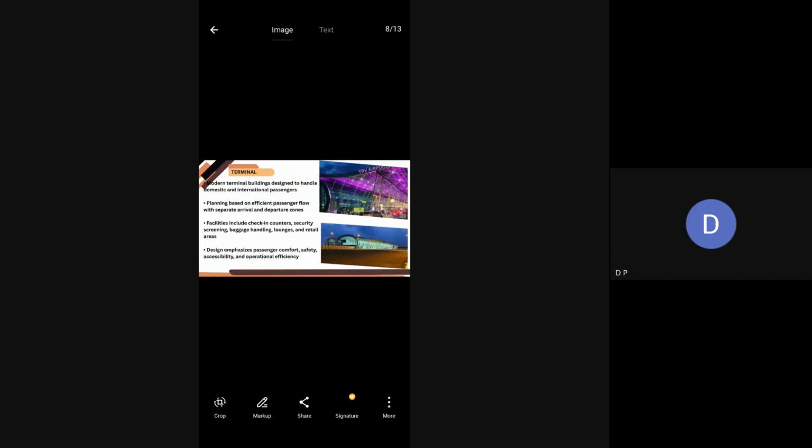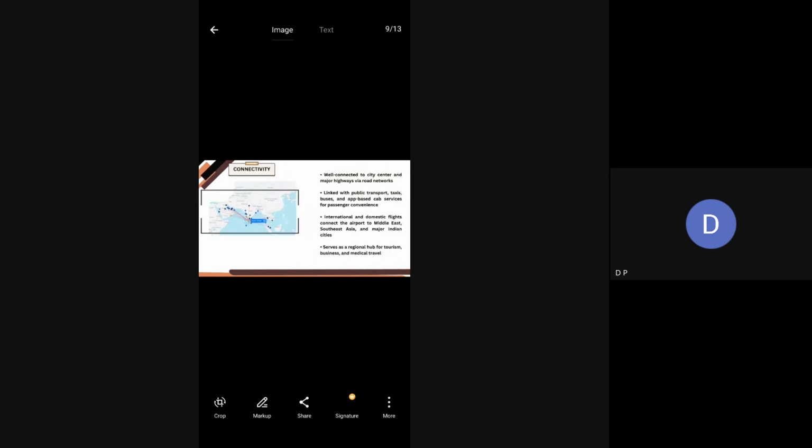The terminal. The modern terminal buildings are designed to handle domestic and international passengers, with planning based on efficient passenger flow with separate arrival and departure zones. Facilities include check-in counters, security screening, baggage handling, and retail areas. The design emphasizes passenger comfort, safety, accessibility, and operational efficiency.